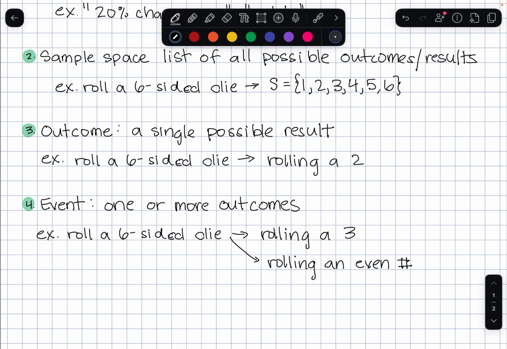Typically, when we have a single outcome as our event, we call that a simple event. And if we have more than one outcome that makes up our event, we call it a compound event. We have rules to govern how we calculate each of those, and those will be coming up in a few of our next videos.